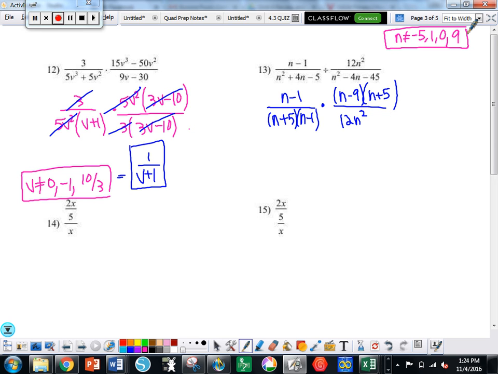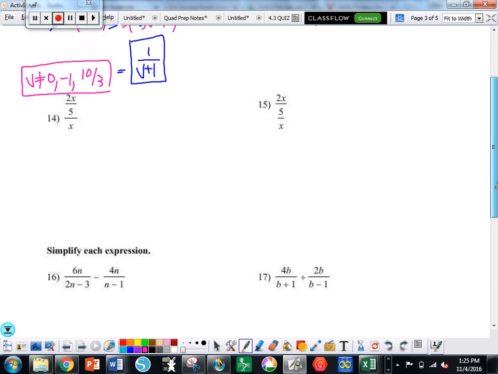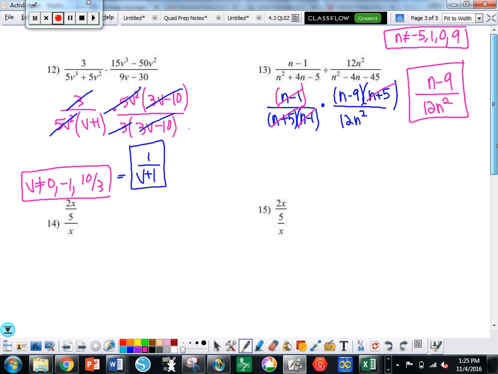All right, canceling. There's not a whole lot that cancels. This is a group. So the n minus 1s will cancel. The n plus 5s will cancel. And that is it. N minus 9 over 12n squared. Sorry, that was fast. Pause it, look at it if you need to.